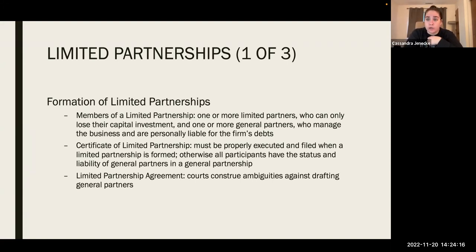Your general partners are going to be those who manage the business. So they're the day-to-day folks. And then they, because they're general partners and maybe do not have to contribute capital, they're the ones who are going to be personally liable for the firm's debts.